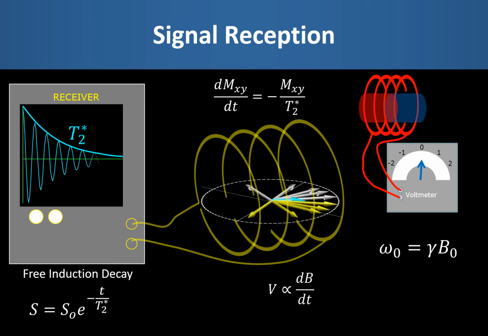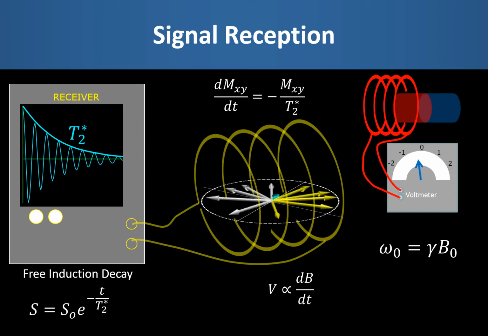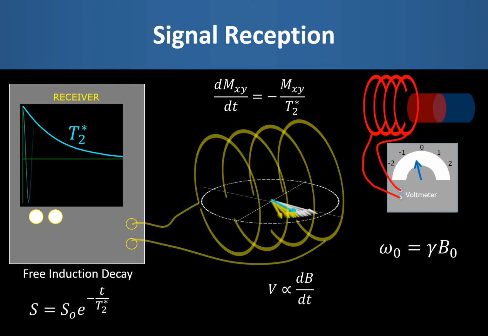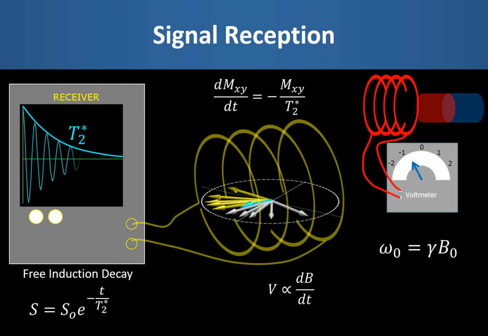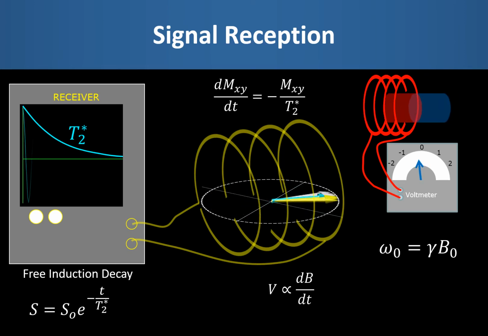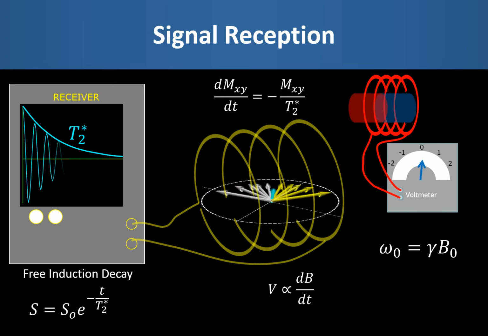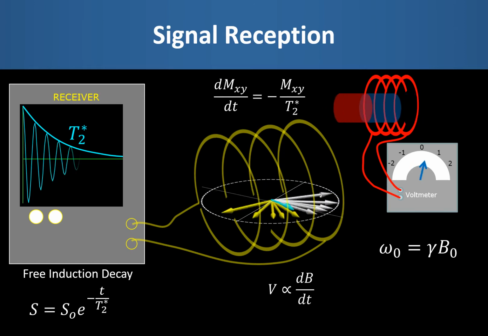The small positive and negative variations in B0 mean that some nuclei precess slightly faster, the yellow ones, and some precess slightly slower, the white ones, than the nominal omega naught frequency. So the net transverse magnetization decreases in amplitude as the nuclei dephase with respect to each other in the transverse plane. Note that the diagram represents the situation in the laboratory frame of reference.